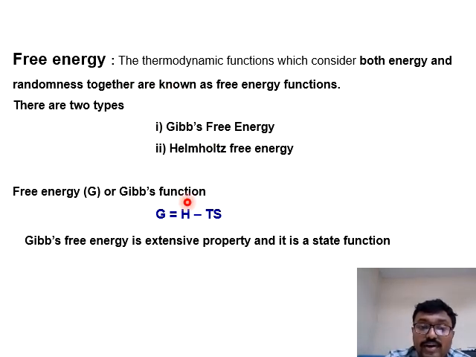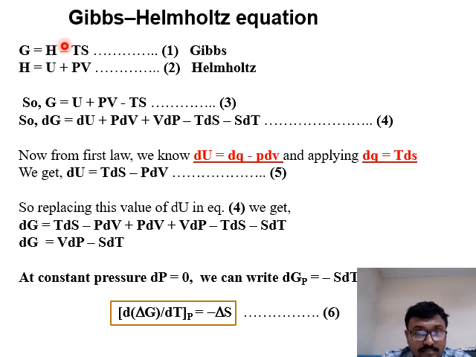One is Gibbs free energy, defined as G. The other is Helmholtz free energy, defined as A. The Gibbs free energy equation is G equal to H minus TS. We know that H means enthalpy, T means temperature, and S means entropy. TS indicates some amount of reversible heat change. So if we subtract the reversible heat change from the enthalpy of the system, we get Gibbs free energy.